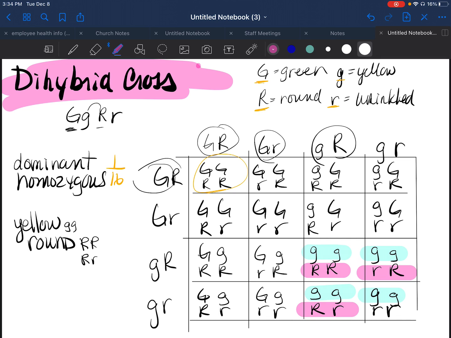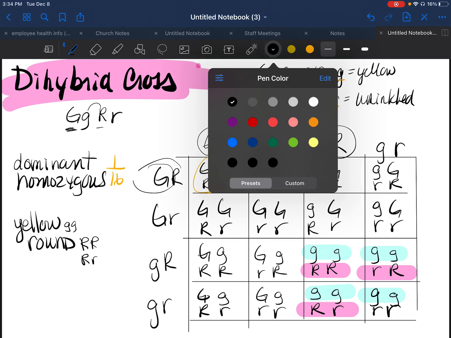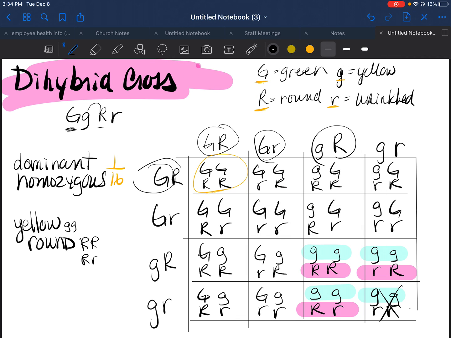This one here is actually wrinkled, so he doesn't count anymore. So that leaves us with these 3 out of the 16 that are yellow and round. Okay, so it's really about getting the information in there, and then the analysis is pretty easy. Then you just step back and look at it and count your letters and see which ones are dominant, which ones are recessive. Okay, hope this helps you figure out dihybrid crosses.